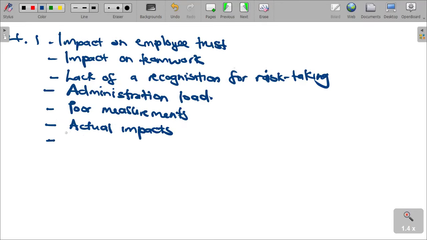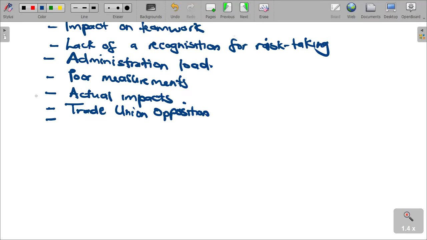And you can find that trade unions are in opposition. Trade unions oppose the process. They do not support the process. You can also find out that there are design problems, problems in designing the program. That is what you call design problems.